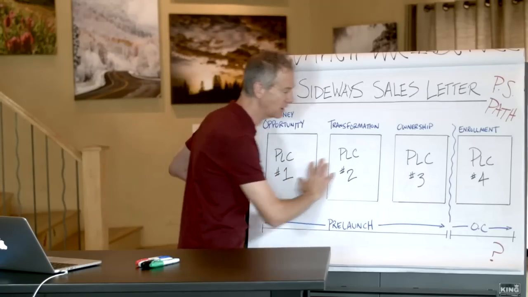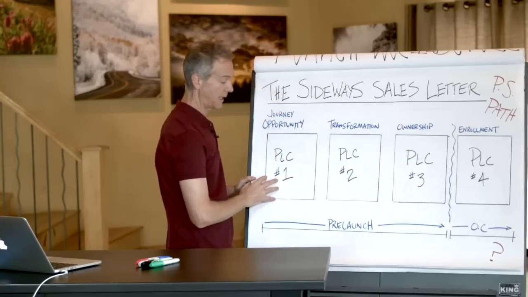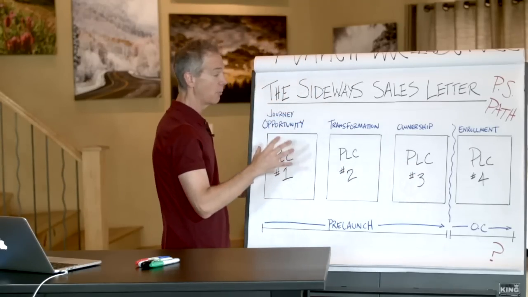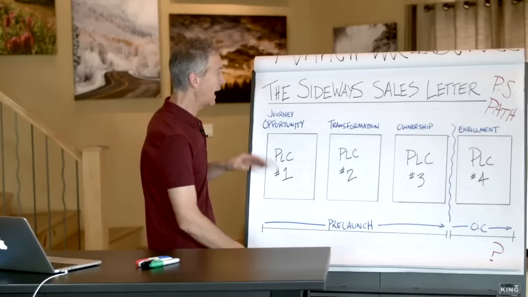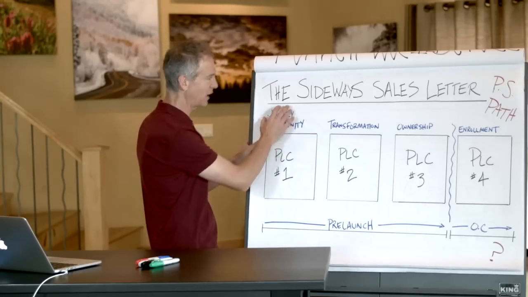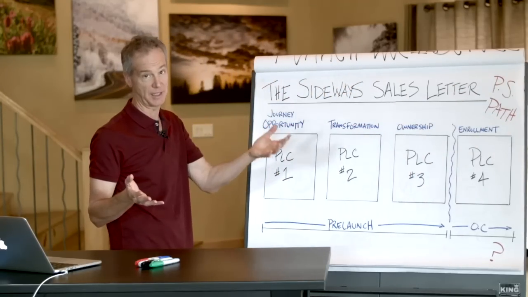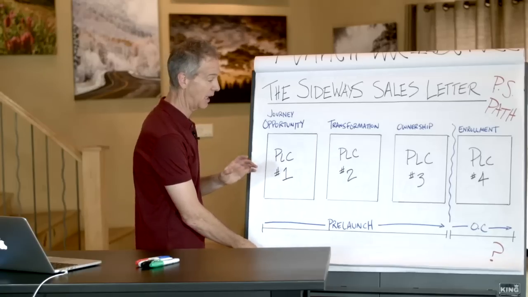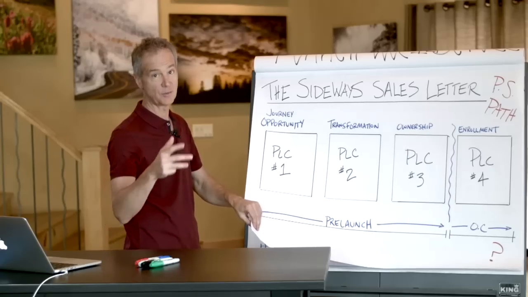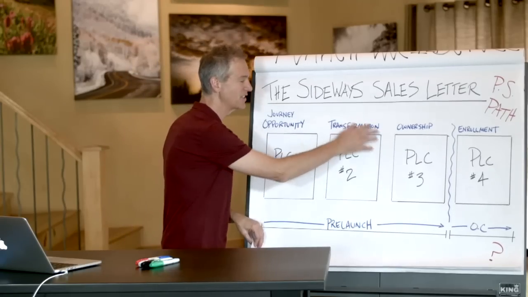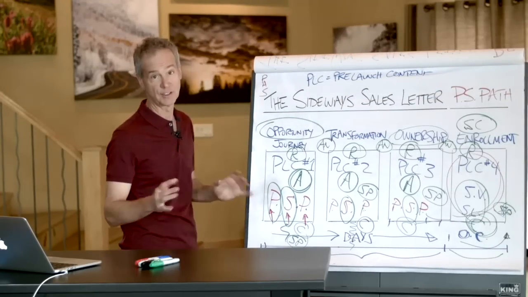Now, this is a generalization. Sometimes the quantity changes. Sometimes the timing changes. But this is how you stand out, by delivering real value. And so it's the sideways sales letter, the PS path. We spent 3 hours on this a few days ago. I'm not going to spend 3 hours on it now, but I went really deep. And just to show you, this is what this diagram turned into in lesson 1. So there you go. There's a lot going on.